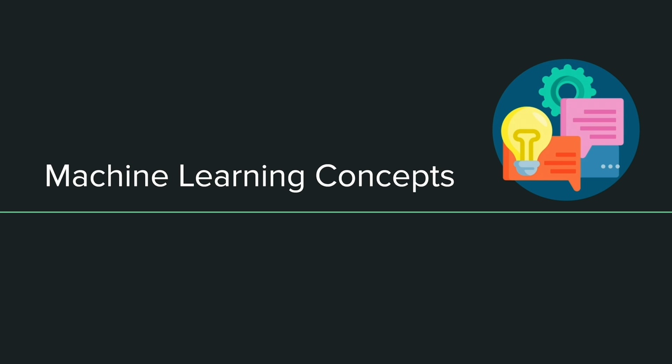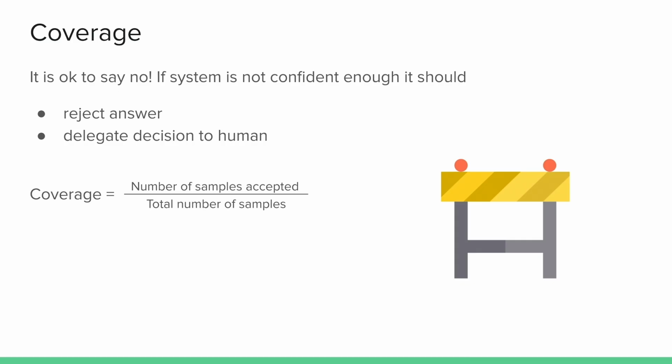Okay, now to some new ground that we want to cover this week. First, let's talk about a few machine learning concepts that will affect your practical work quite significantly. And the first thing is called coverage. So coverage means that it is okay to say no, and we all should be aware that sometimes the neural network will be uncertain of the decision. It will not know the answer for sure.